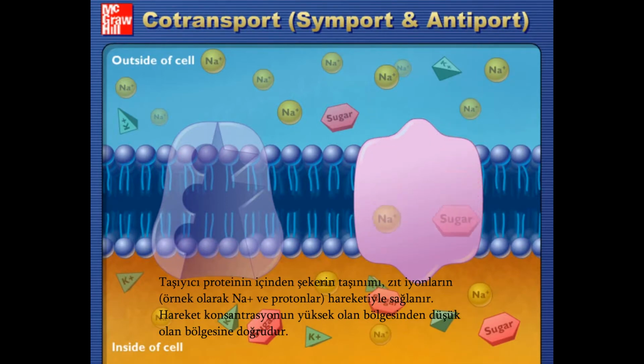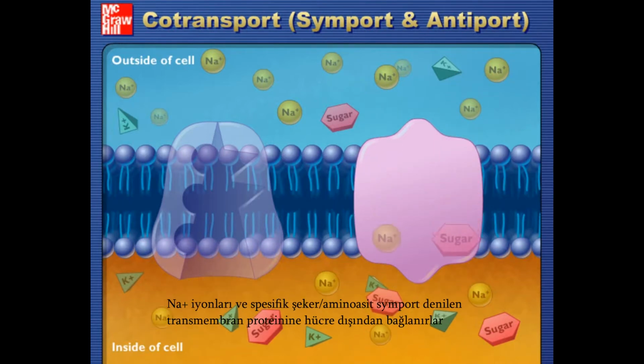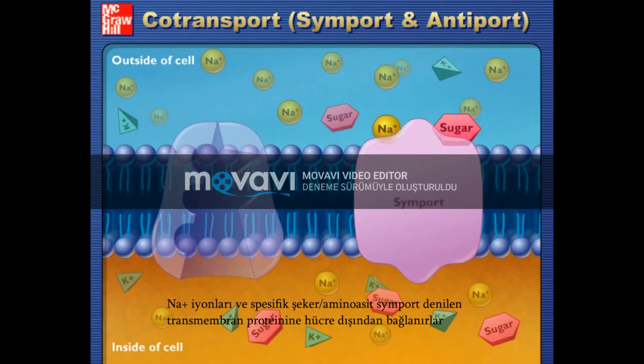The transport of the sugar through a coupled transport protein is driven by the movement of counterions such as sodium ions or protons that are moving down their concentration gradients from a region of high to low concentration. Sodium ions and the specific sugar or amino acid simultaneously bind to the same transmembrane protein on the outside of the cell, called a symport.